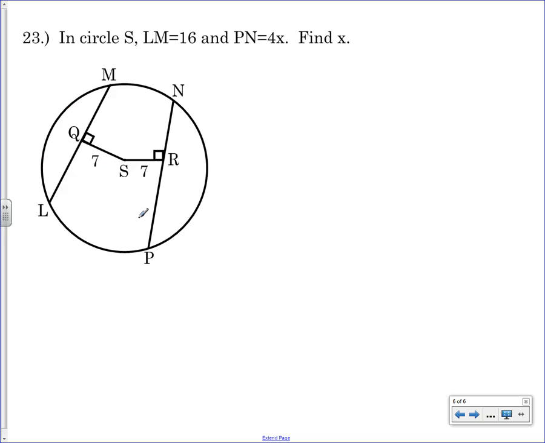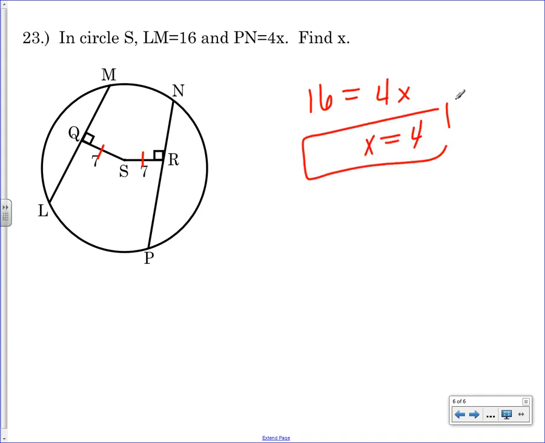Okay. Last one. In circle S, LM is 16 and PN is 4x. Find x. If you look at this, it looks just like the picture I drew for 10.4, right? These are equidistant from the center, perpendicular. So if these are equally spaced, what do you know about the two chords, ML and NP? They're congruent. They're equal. So 16 equals 4x, therefore x is 4. Did I lose anybody? Super easy? Okay.